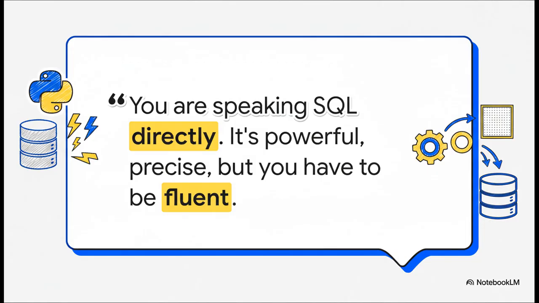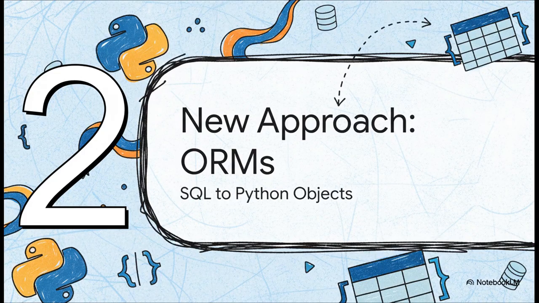So if you remember one thing about the DBAPI, let it be this. You are the one speaking SQL. It gives you total, precise control over the database. But there's a catch. You have to be fluent in SQL to do it. But what if you don't want to be writing SQL strings all day? I mean, what if you'd rather just stay in that comfortable, object-oriented world of Python?